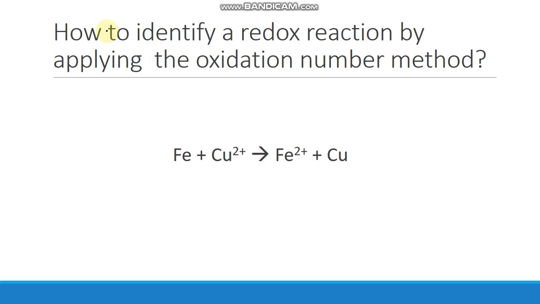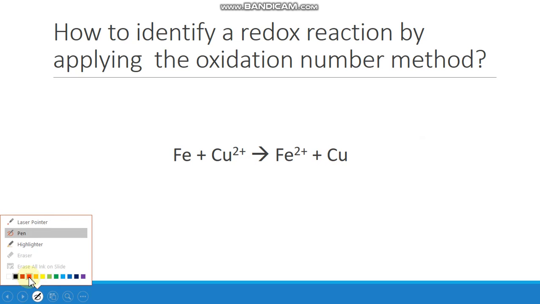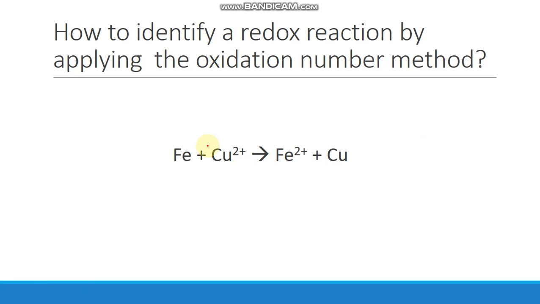So how to identify a redox reaction by applying the oxidation number method? We have this reaction: Fe plus Cu2+ gives Fe2+ plus Cu. This is an equation for a reaction between Fe and Cu2+, meaning iron and copper ion. Okay, we're going to see what we will do. First of all, we should find the oxidation number of all elements found in this reaction.